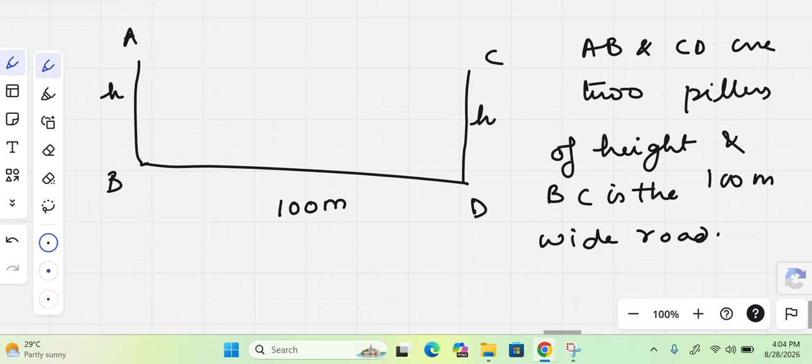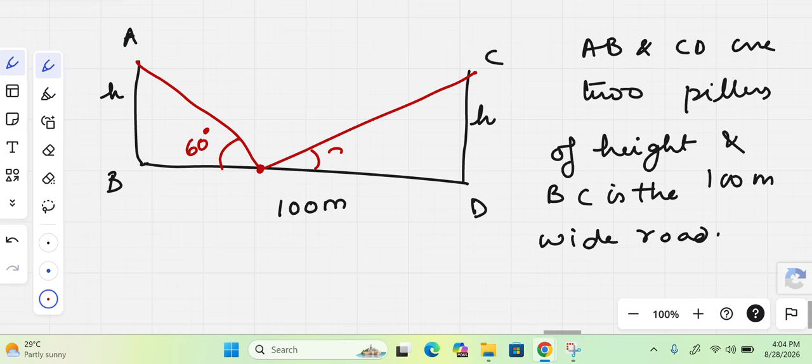After that, what are we reading? The angle of elevation of the top of the pillars are this and this at a point on the road between the pillars. That is, from a point on the road, you are looking at the top of this pillar and this pillar, right? So this is 60 degrees because it's a big angle and this is 30 degrees, correct? Now the entire thing is 100. So this is x. So this is 100 minus x.